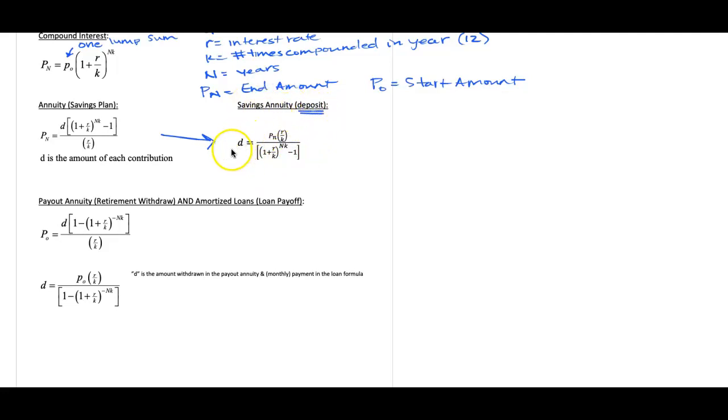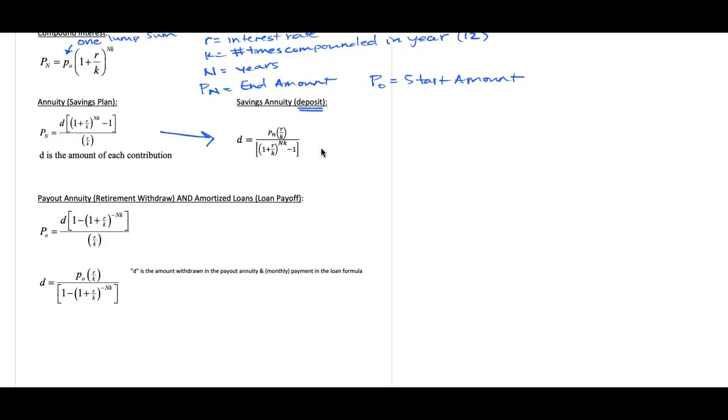And so that's going to be this one, the deposit for the savings annuity. We're trying to figure out what D is this time, because we're trying to figure out how much money he is going to have to put in each month, right? He's behind, so he's going to have to put in more than you put in to make up that amount, because he wants to end up with the same amount you have. So that's going to be the deposit of savings annuity.